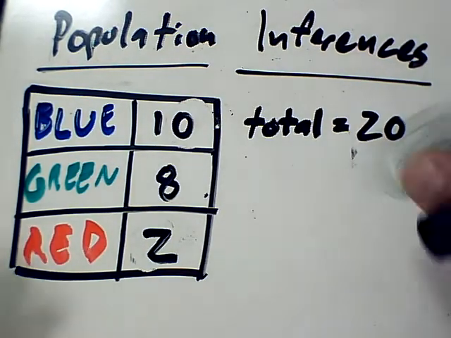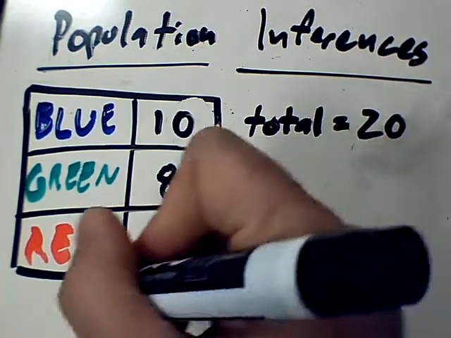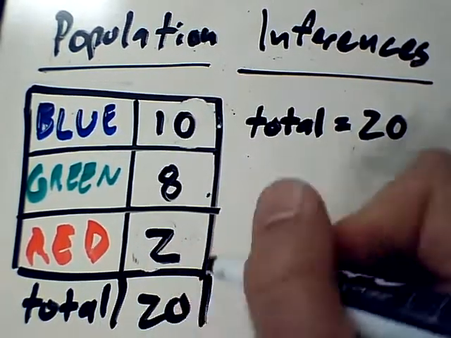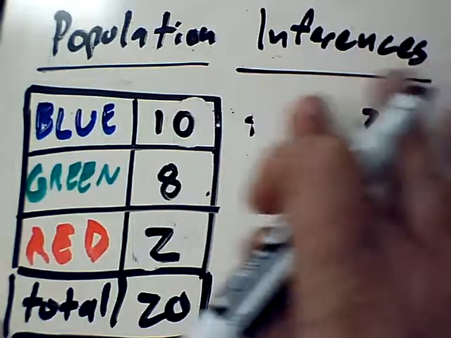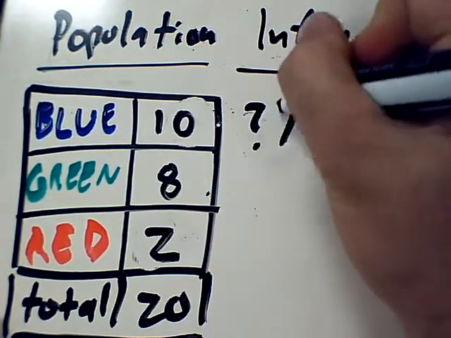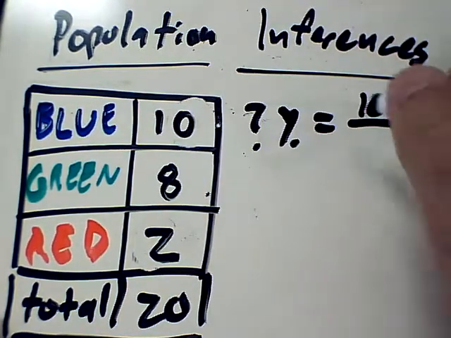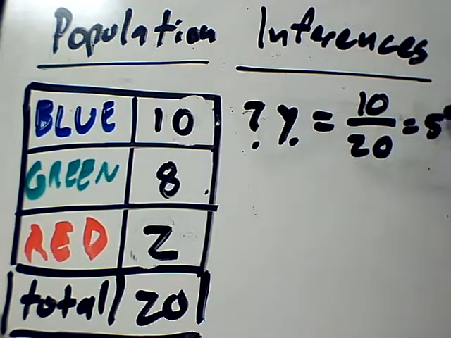So we're going to use that number 20 a lot, so it's good to keep that in our brain. This is a total here of 20. We can even extend that graph a little bit if we wanted to. Now, if I wanted to find out what percent were blue, I would take that number of blue, 10, over the total, 20. That would give me 1/2, or 50%.